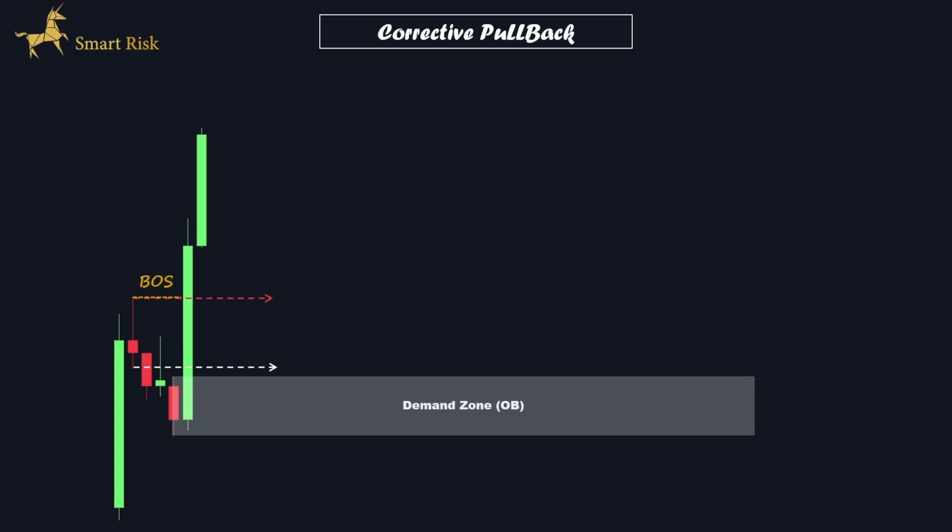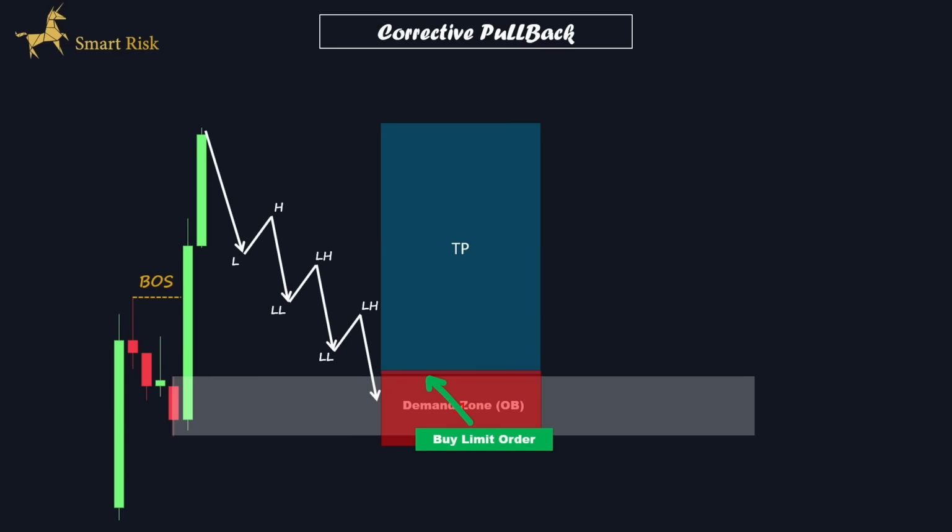In the corrective pullback model, as we mentioned earlier, price forms several internal structures with multiple smaller candles until it reaches our identified point of interest. Despite the aggressive pullback, we consider entering the market when price reaches our identified demand or supply zone. For doing that, we can use smart money concepts' various entry models, like the aggressive or conservative entry model. For example, in this case, we can place a buy limit order at the highest point of our identified order block and wait for the price to activate it.